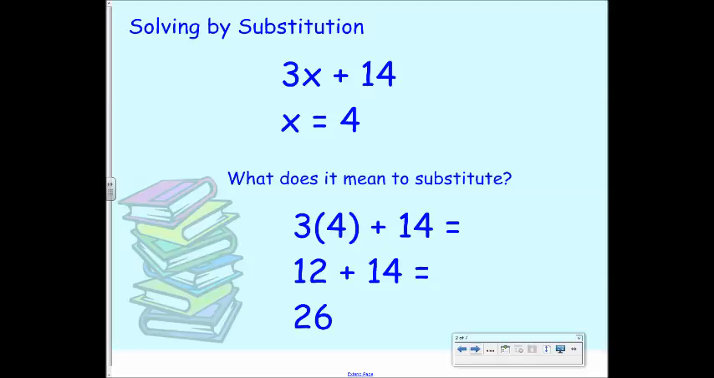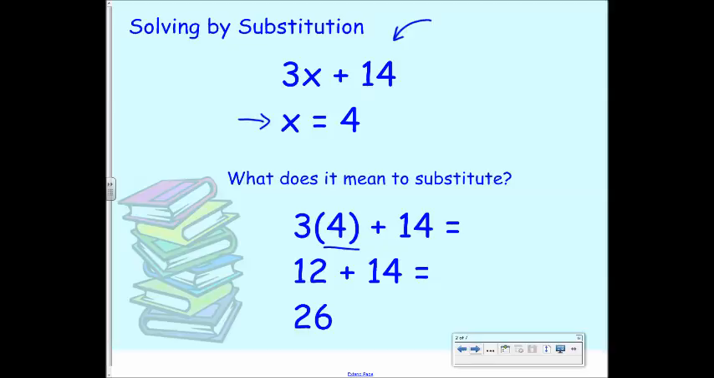When you look at this equation right here, it says x equals 4. And you have an algebraic expression right here, 3x plus 14. If x equals 4, what does it mean to substitute? Well, all that means is to take that 4 and plug it in wherever you see x. So take a look at the expression down here. 3, instead of writing x, we plug in that 4.